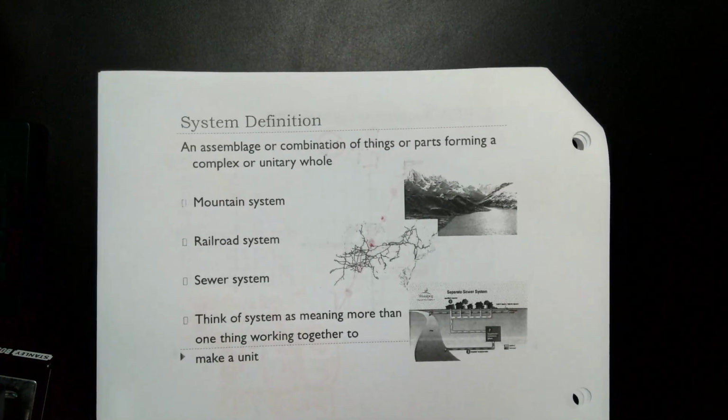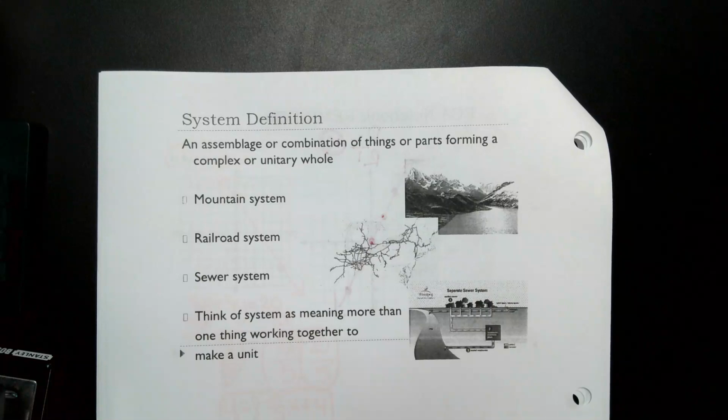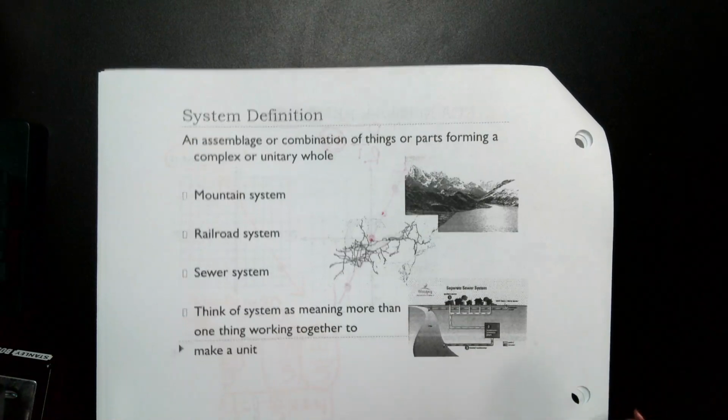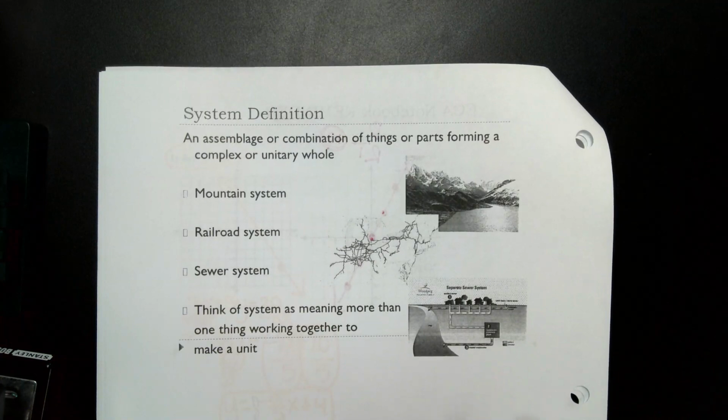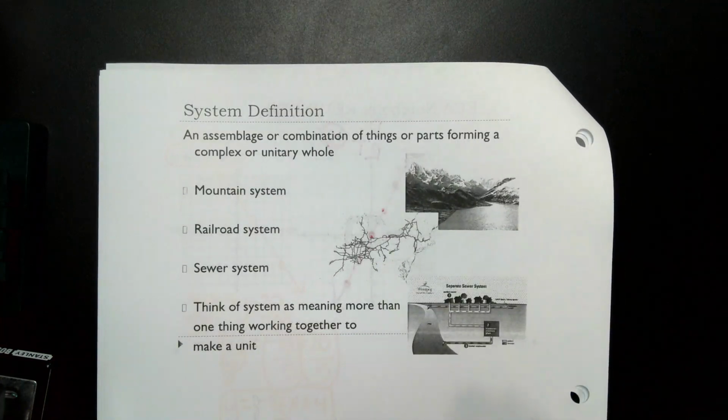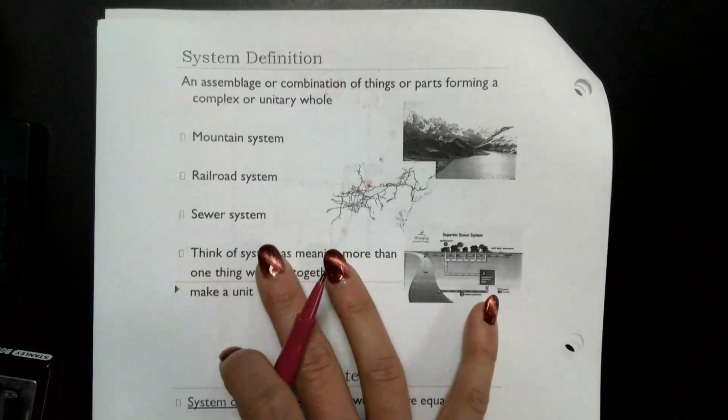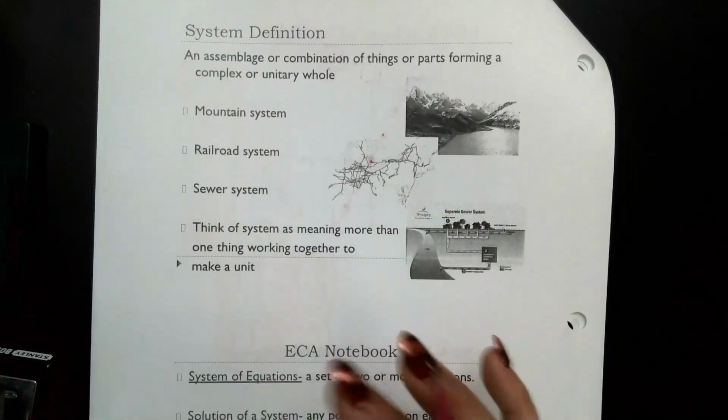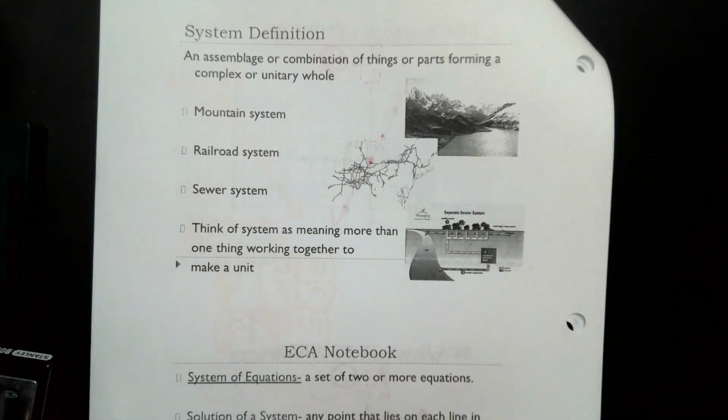Okay, so they're just giving you a definition here of what a system is in general. It's basically a combination of things or parts forming a complex or unitary whole. There are all kinds of systems that we're used to seeing, like a railroad system, sewer system. So just think of a system as meaning more than one thing working together.